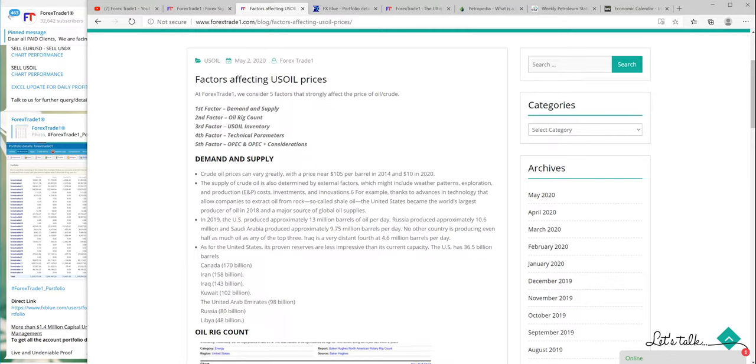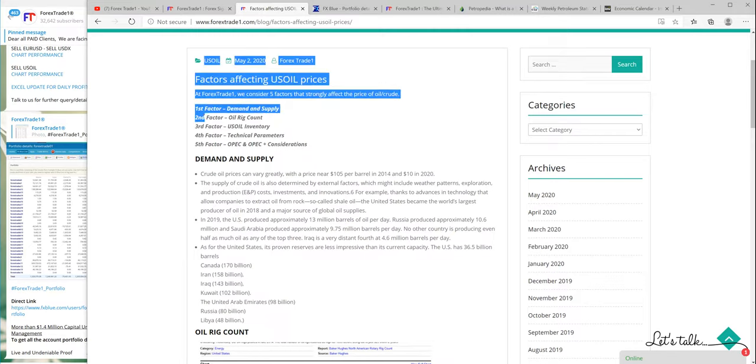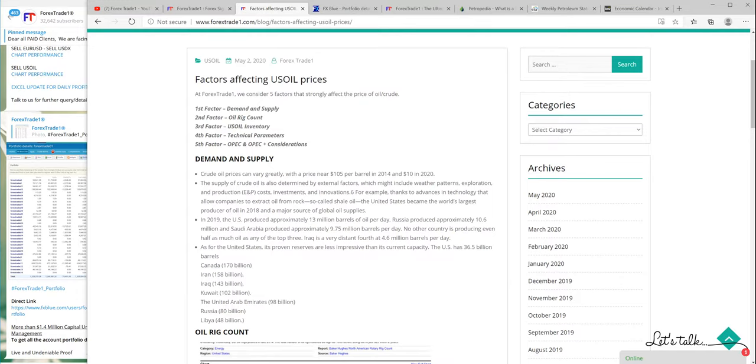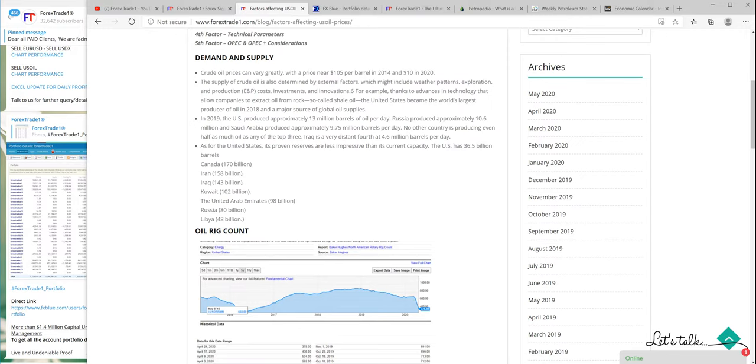As you can see on the screen, the first factor is demand and supply, the second factor is oil rig count, the third factor is US oil inventory, the fourth factor is the technical parameters, and the fifth factor is OPEC and OPEC plus considerations, the countries that majorly produce and export the oil. So basically these are the factors that we take into consideration while generating US oil signals.